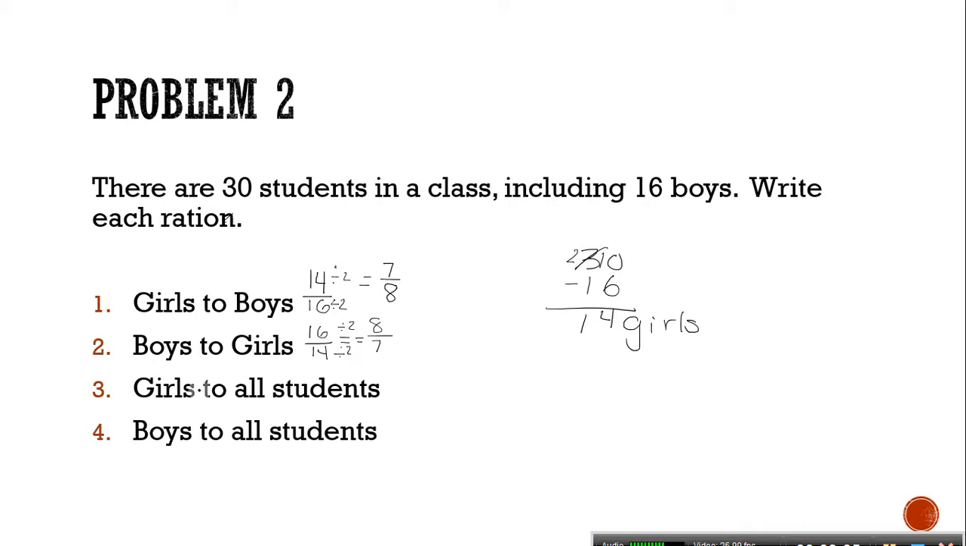Now they want girls to all students. So I have 14 girls again. And they want all students. And I know that there are 30 students in this class. Now I look and I notice that both of these can be divided by 2. So I'm going to do that. 14 divided by 2 gives me 7. And 30 divided by 2 gives me 15.